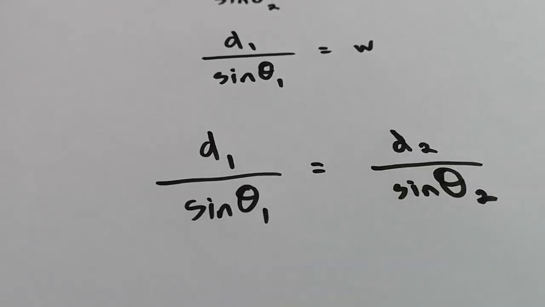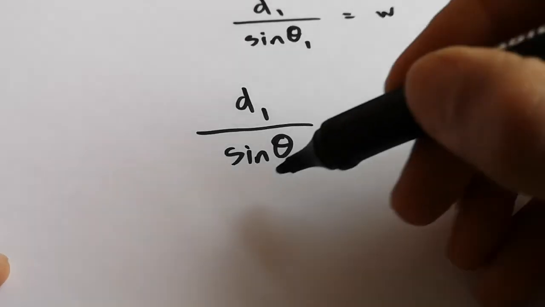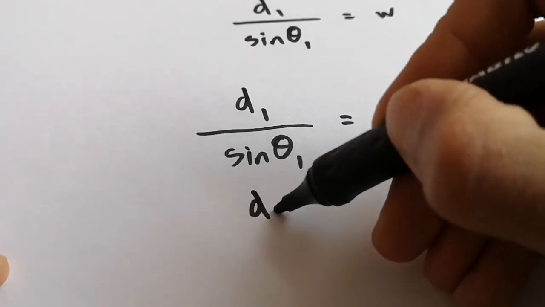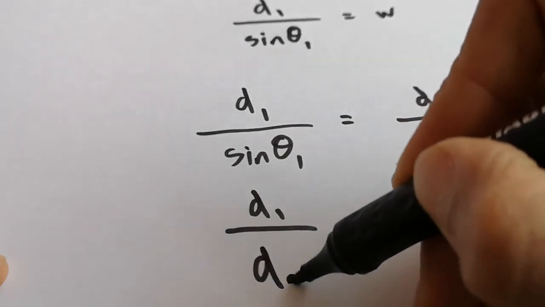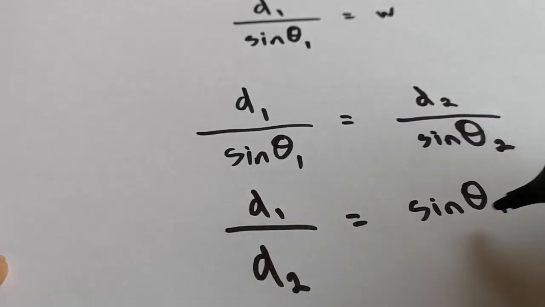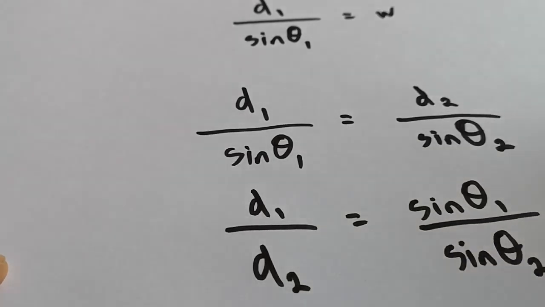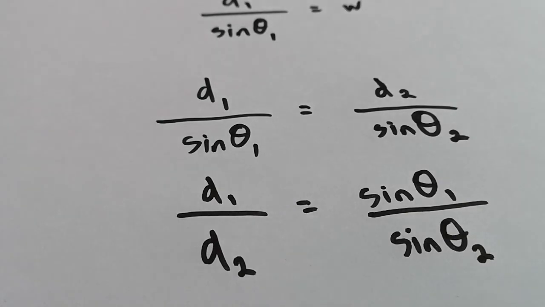Now you've got this ideology, all right? Now, if you have a look, and this is really where it gets very, very cool, we can now make this rearrangement of D1 over D2 is equal to sine theta 1 over sine theta 2. There's your Snell's law. But how does it link to the other resources?